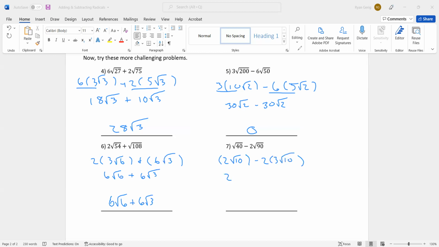So 2 radical 10 minus 6 radical 10 is negative 4 radical 10. Okay. Notice how on all 4 of these problems, I had a little bit of work, 1, 2 steps before I got to the final answer.